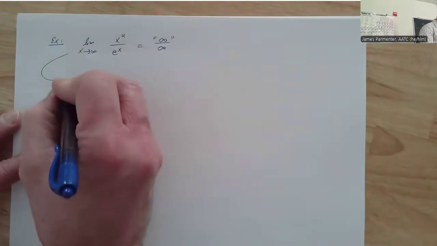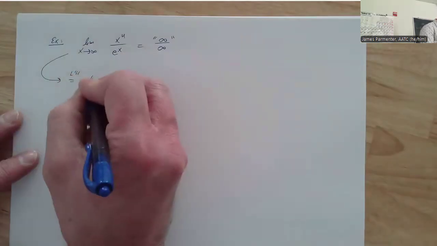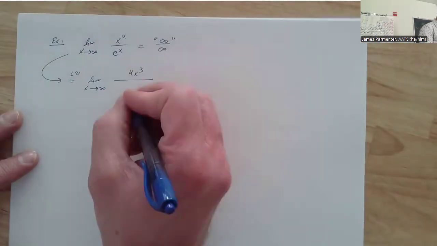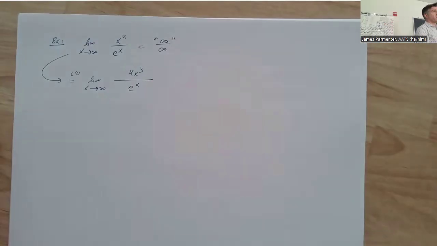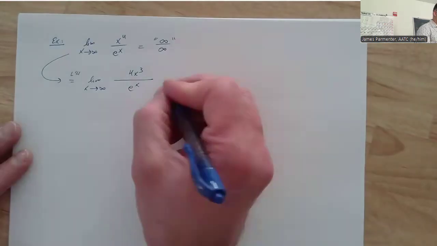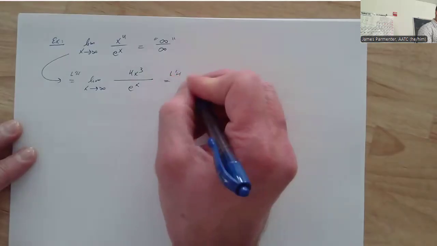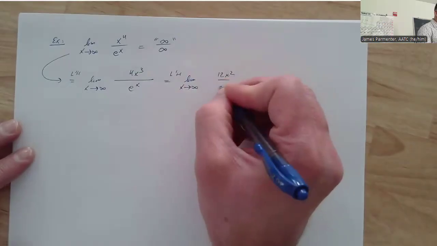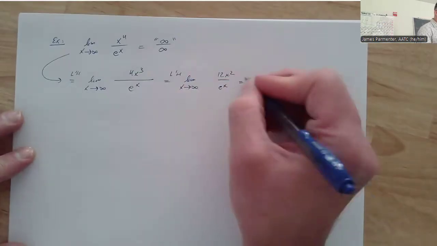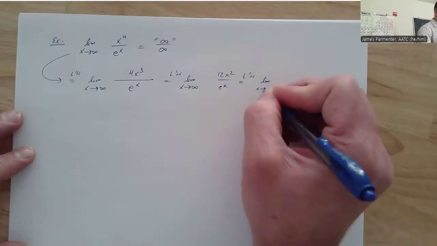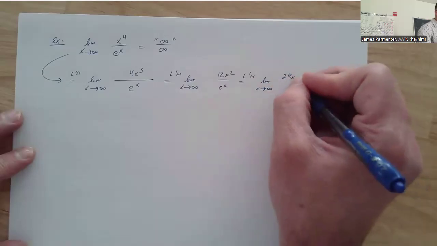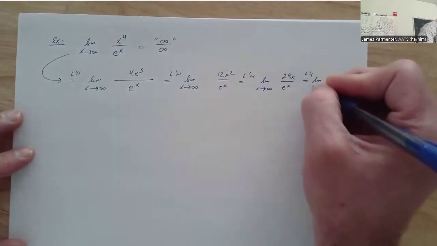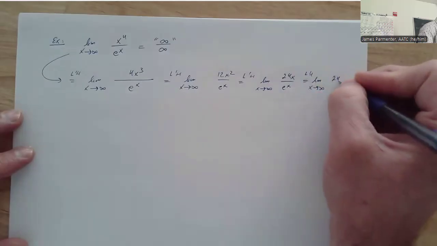If I use L'Hopital's rule, it's going to be the limit as x goes to infinity of the derivative of the top divided by the derivative of the bottom, which is still an indeterminate form. And if I do it again, it'll be the limit, you should write the limit every time, of 12x squared over e to the x. Still infinity over infinity. We do it again. The limit as x goes to infinity of 24x to the 1st over e to the x. Still infinity over infinity. You do it one more time. The limit as x goes to infinity of 24 over e to the x.